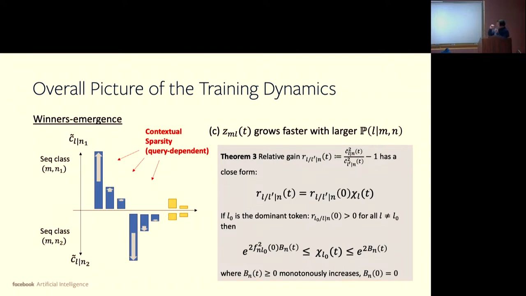Why we are calling this contextual sparsity is that this depends on the query. For a different query, you're going to see a very different curve there, right? So for one query token, this will have something like that. For different query tokens, then maybe a different token will have high co-occurrence with that particular token, then you will see very different patterns. That's the query-dependent sparsity there.